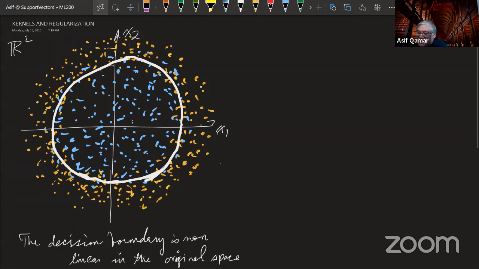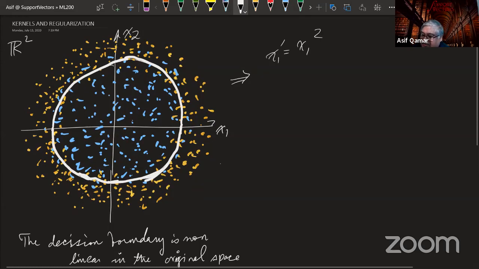Now I'll tell you something very interesting. Suppose you go to a new space. Let me call it X prime: X1 prime is equal to X1 square, X2 prime is equal to X2 square, right? And see what happens. Let's see what would happen there in that particular space.